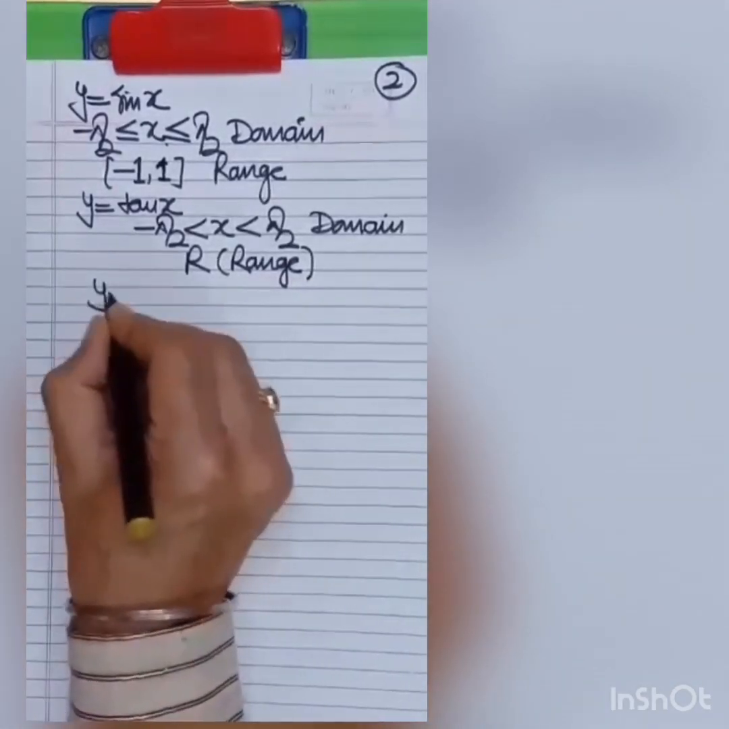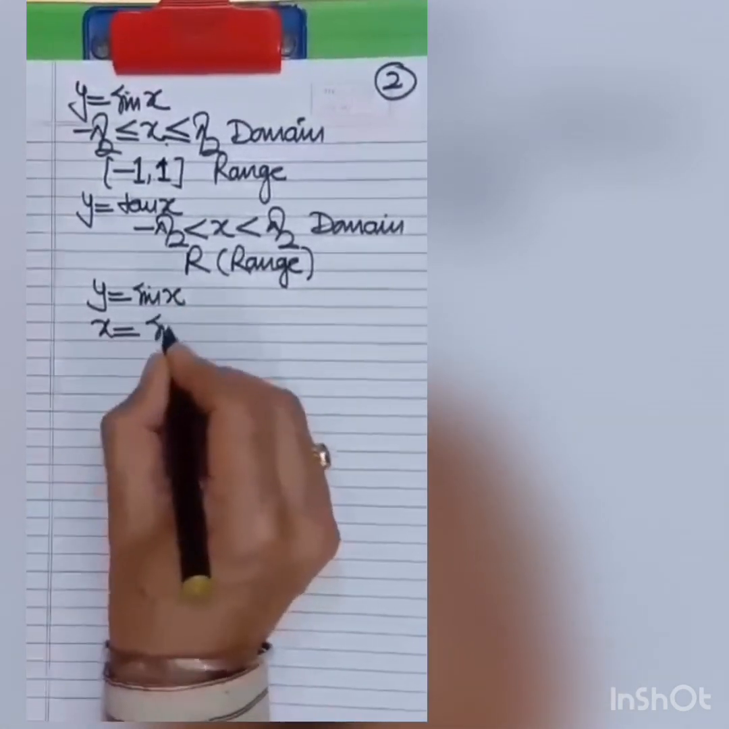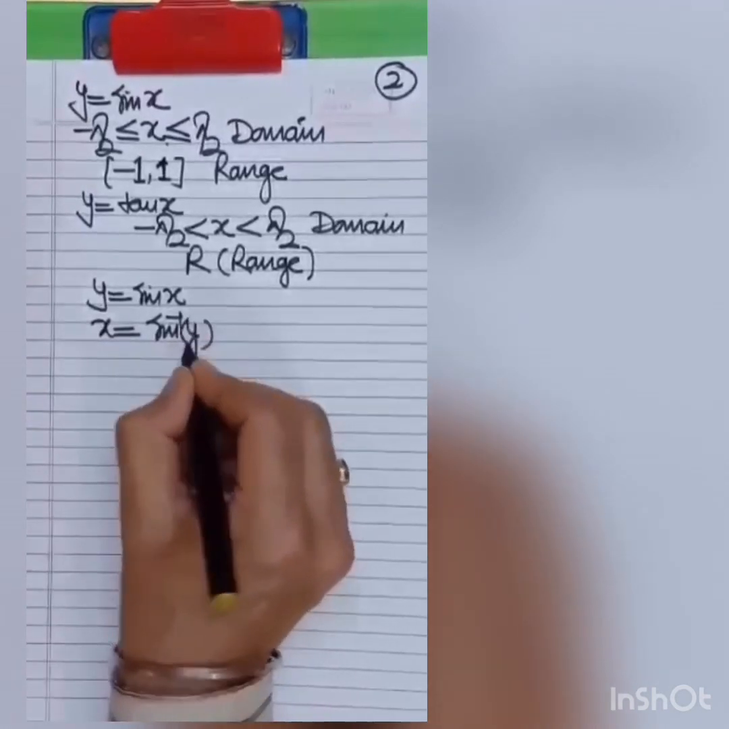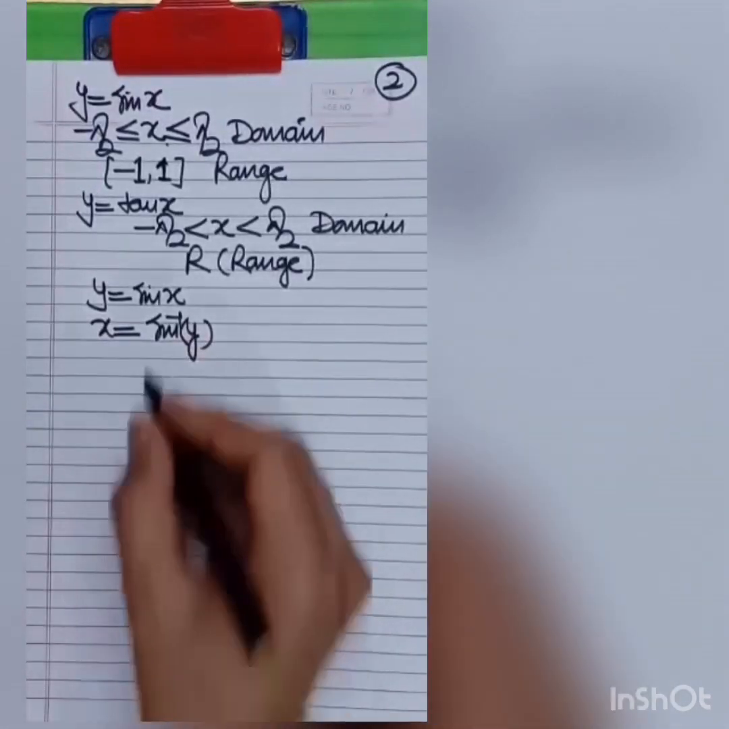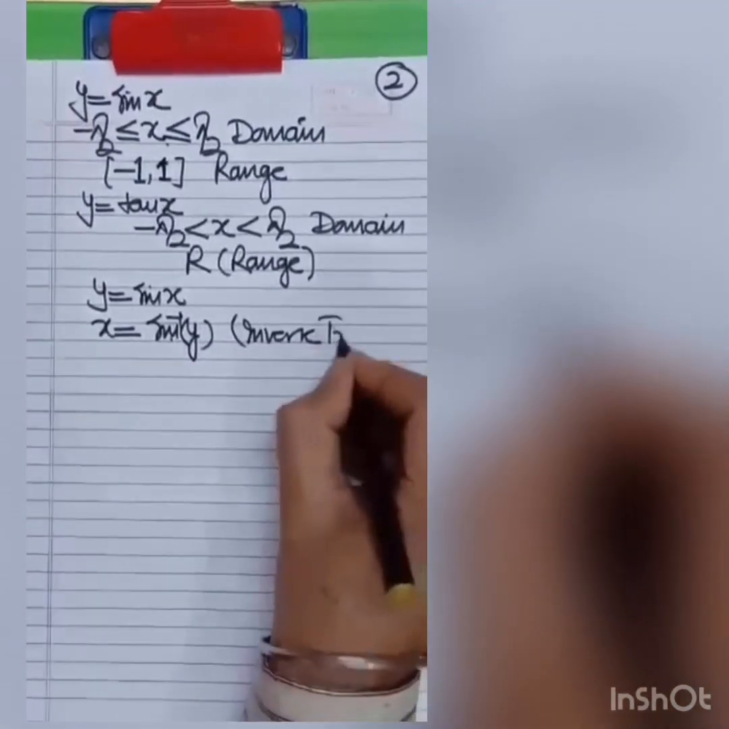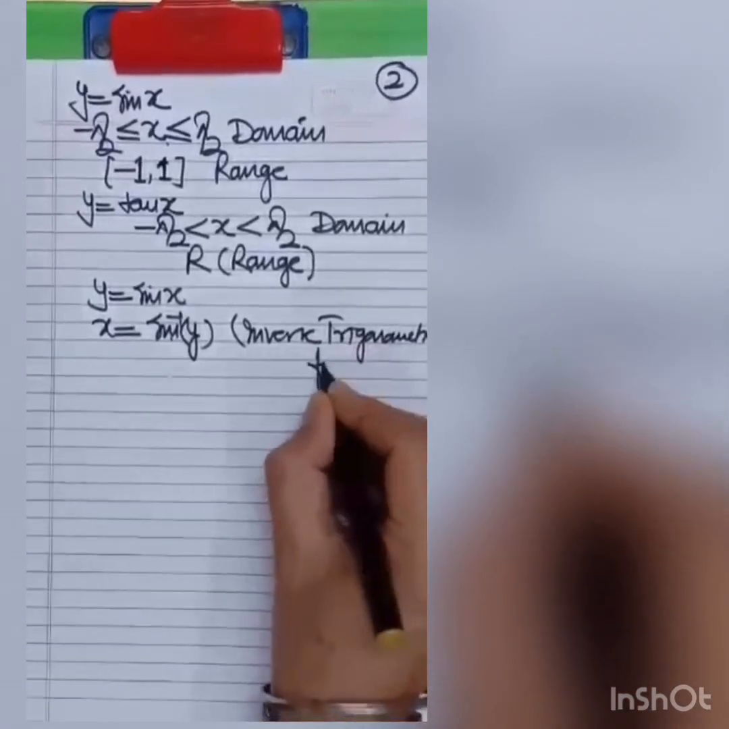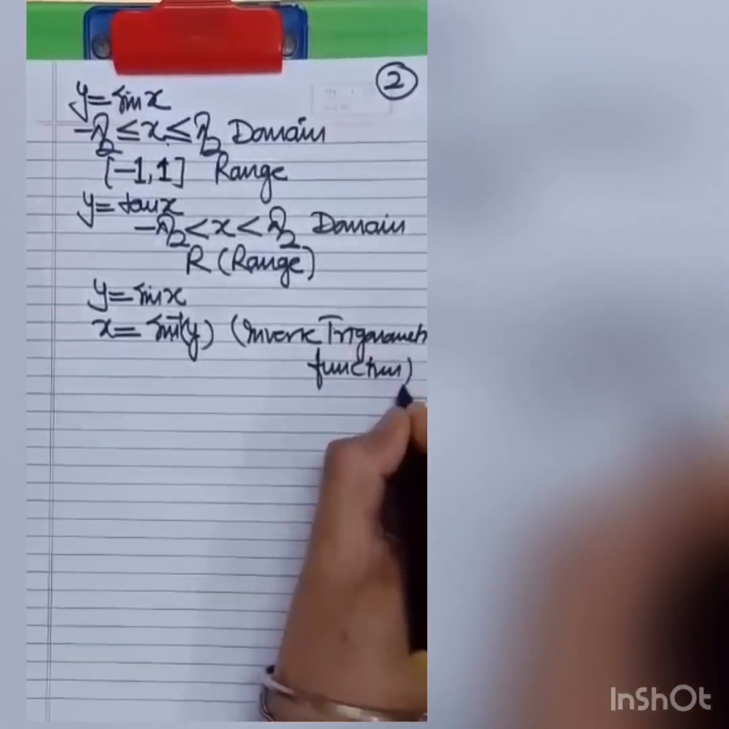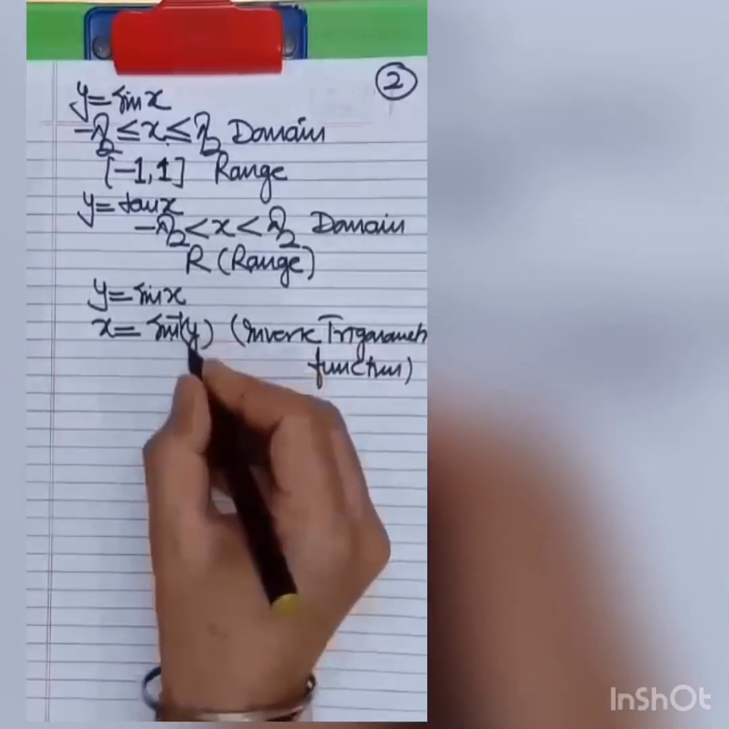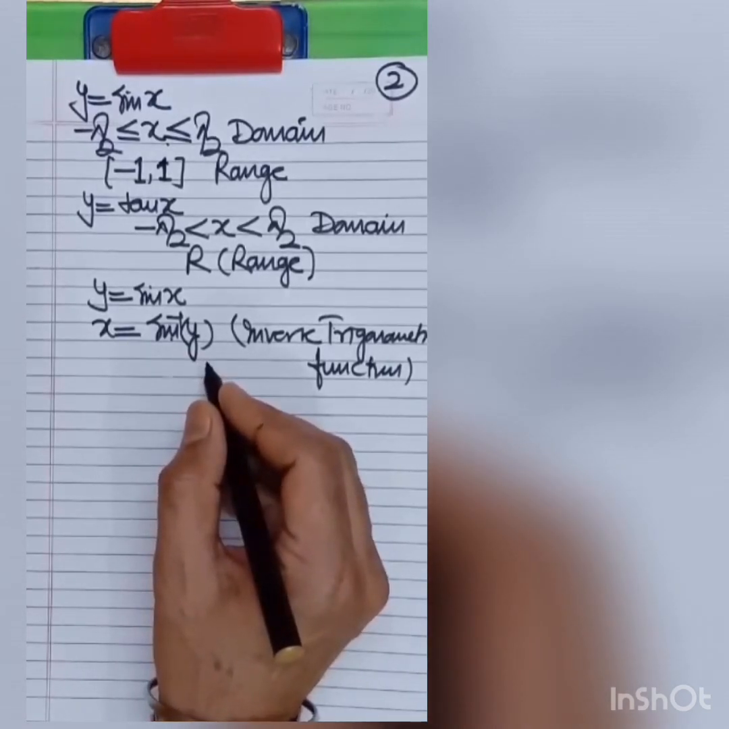Now if we write y equals sin x as x equals sin inverse y, it becomes an inverse trigonometric function. In case of an inverse trigonometric function, the domain and range are inverted, meaning they interchange. Now the domain becomes range and range becomes domain.